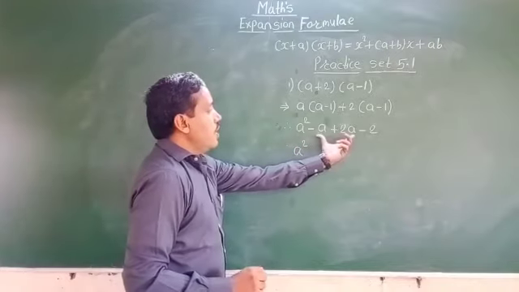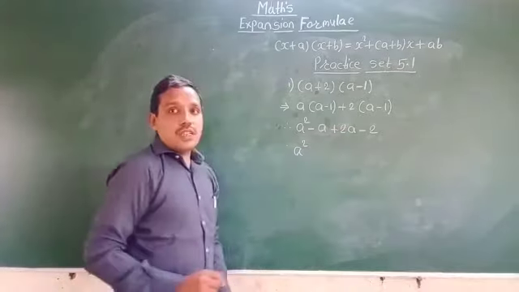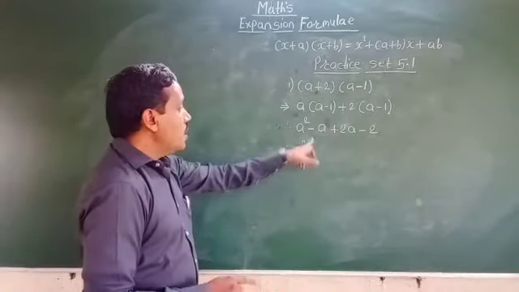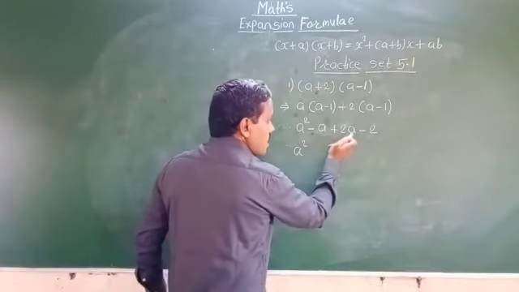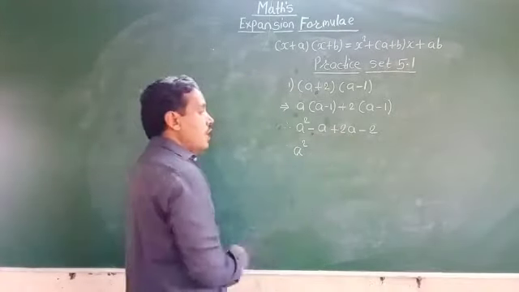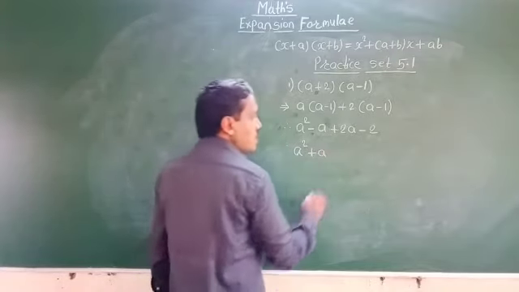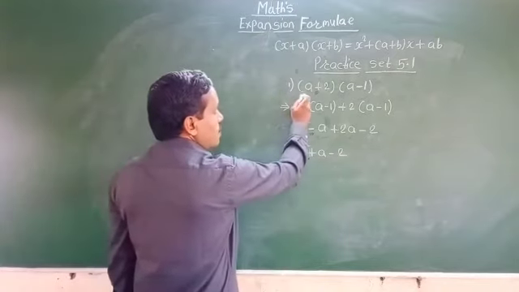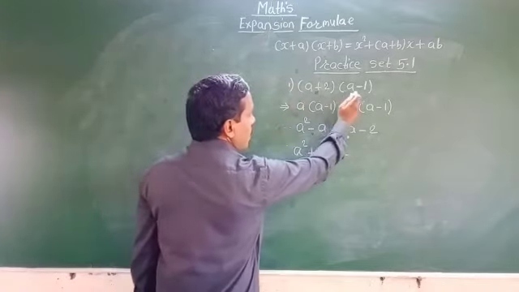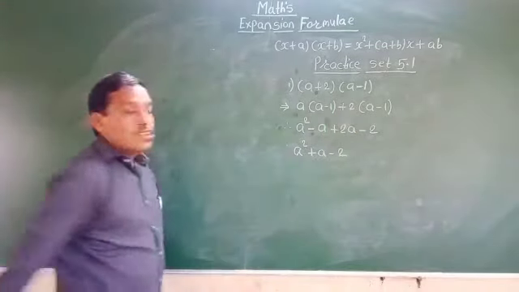We have seen that these are like terms, 2a and minus a. So we can do the subtraction here. The a is subtracted from the 2a, and we get the answer 1a. So plus 1a minus 2. Therefore the expansion of (a plus 2) into (a minus 1) is a square plus a minus 2.